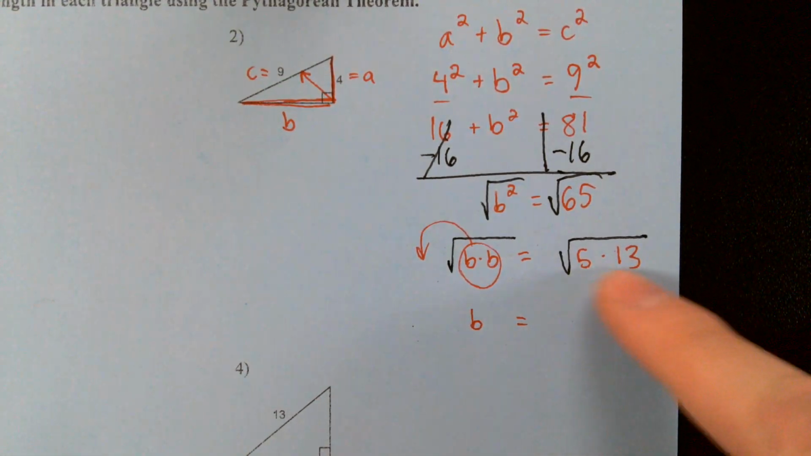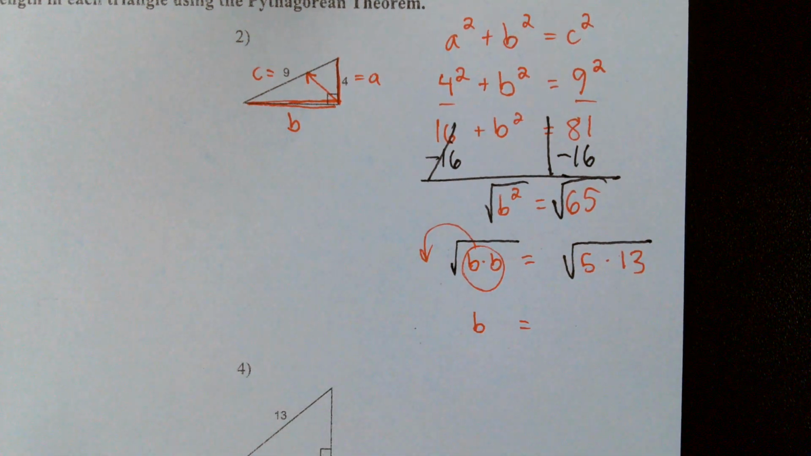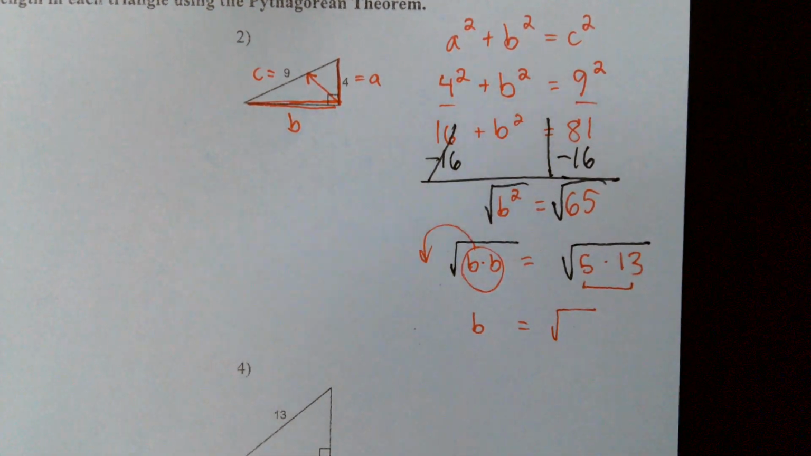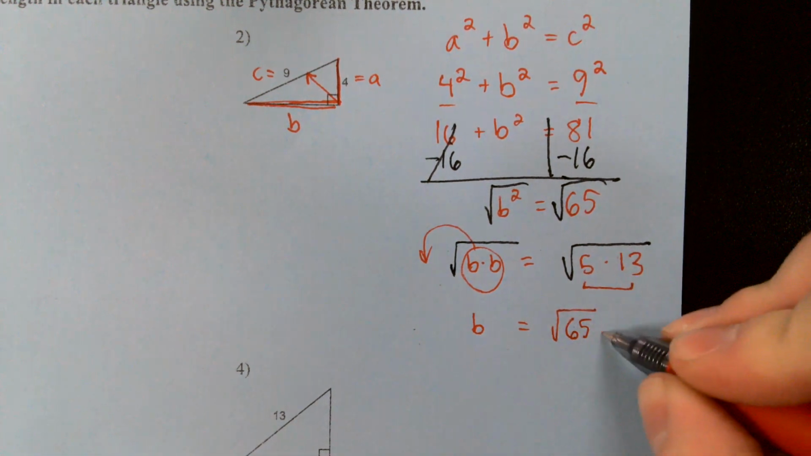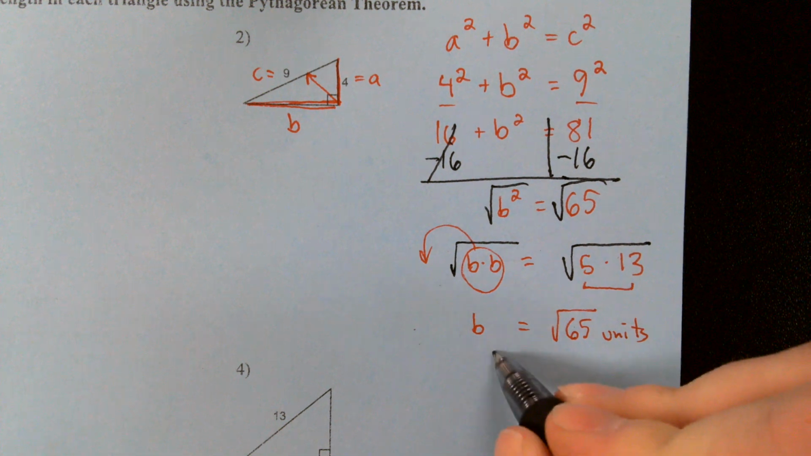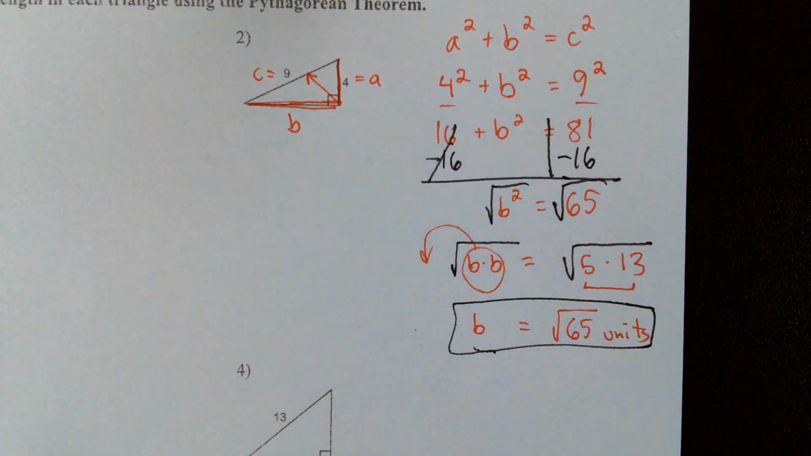But there's no pairs that we can bring out over here, right? 5 and 13, we can't split those up anymore. They're not the same term, so we can't bring them out. All we have to do is just multiply them back together and get B is equal to root 65 units. Not just 65 units, right? It's got to be the square root of 65 units, which ends up being about 8, right? A little bit more than 8 units.